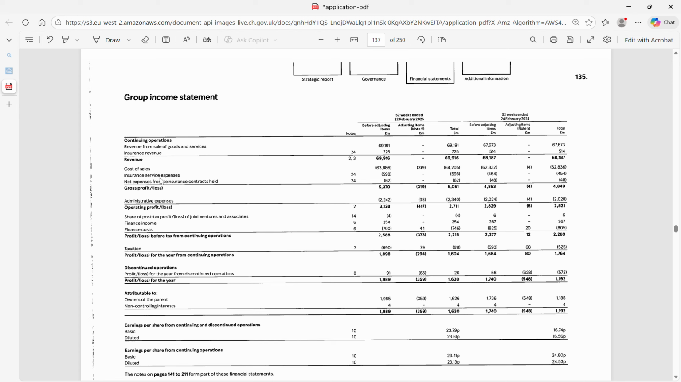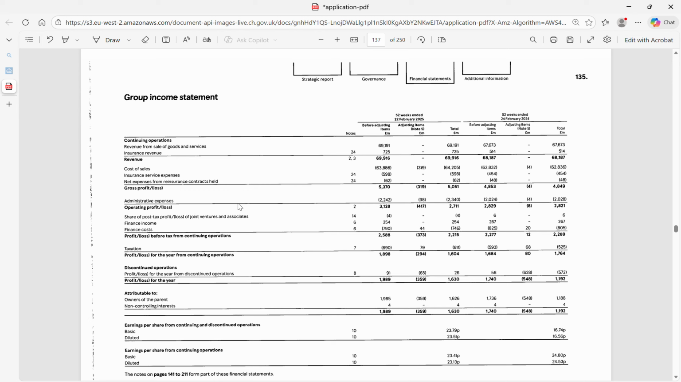Insurance services expenses, so same thing again, the wages of the people that deal with Tesco pet insurance, Tesco car insurance, all of the expenses associated with that revenue stream will be going through there. Reinsurance contracts, I'm not sure what that is. You probably don't need to worry about it too much for the purposes of your fundamental analysis. So then they've got their gross profit or loss.